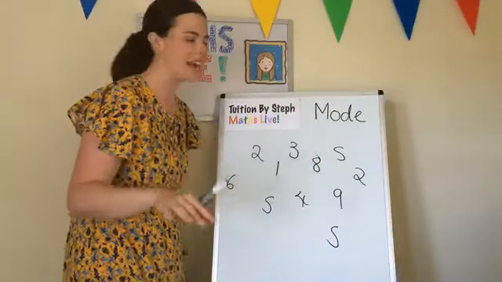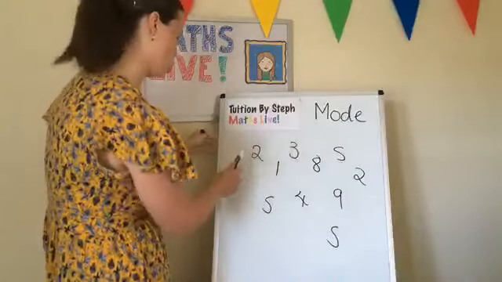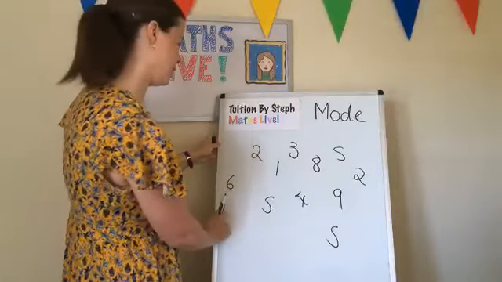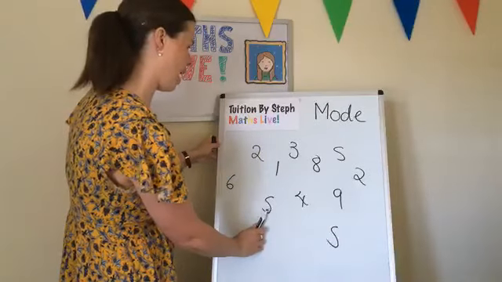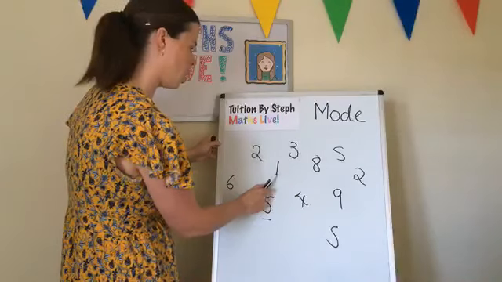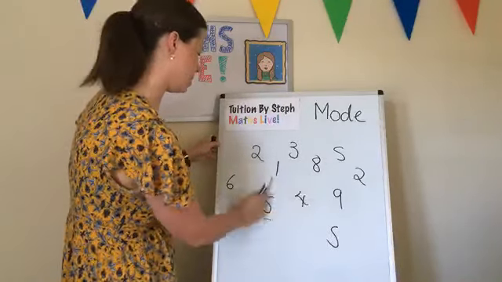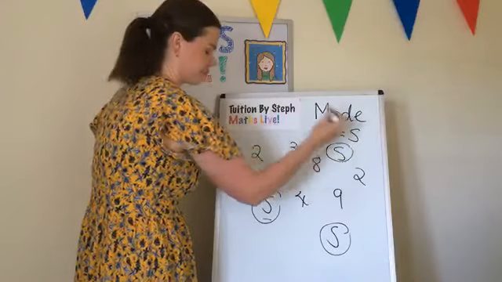I know some of you will be saying, I can see it though, I can see it, but you believe me. So look, 2 is twice, 6 once, 5 3 times, 4 once, 1 once, 3 once, 8 once, 9 once. So the mode is 5.